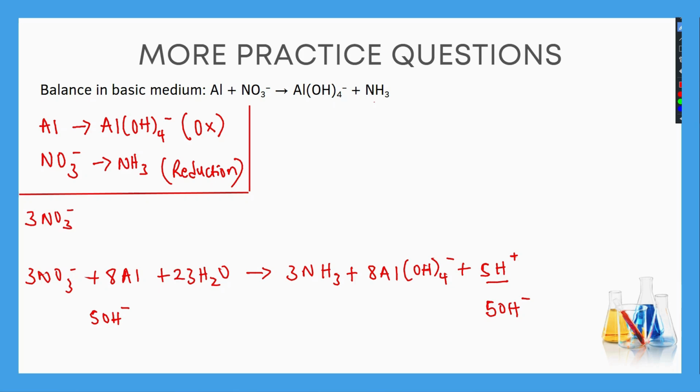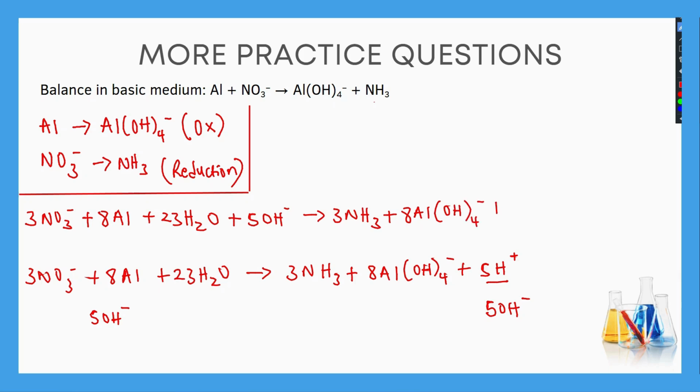So when we do that, our new equation becomes 3NO₃⁻ plus 8Al plus 23H₂O plus 5OH⁻, the 5 OH ions that we added, giving us 3NH₃ plus 8Al(OH)₄⁻ plus 5H⁺ plus 5OH⁻.